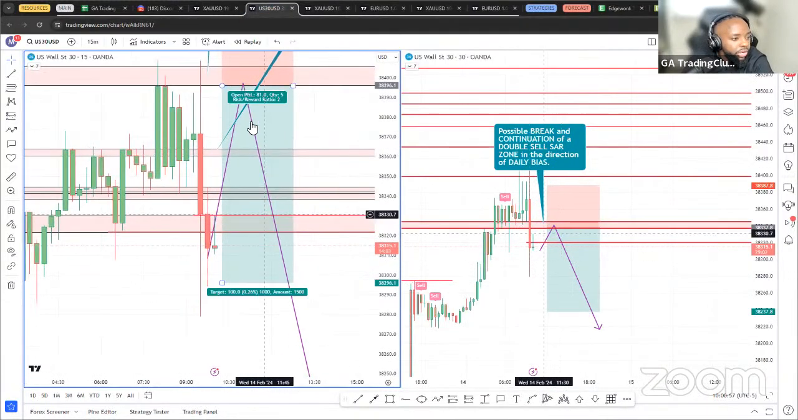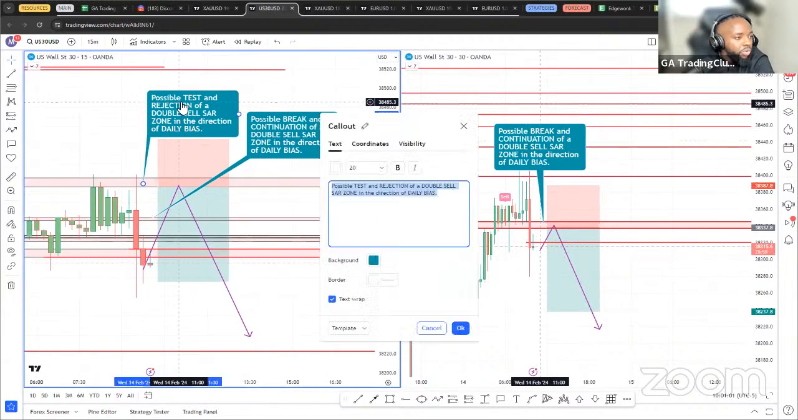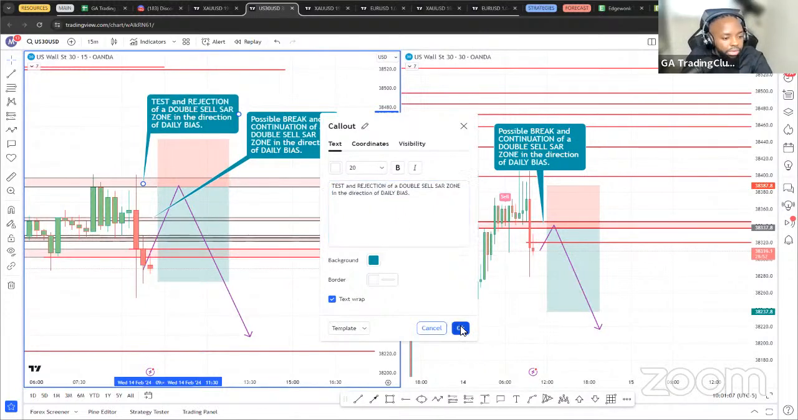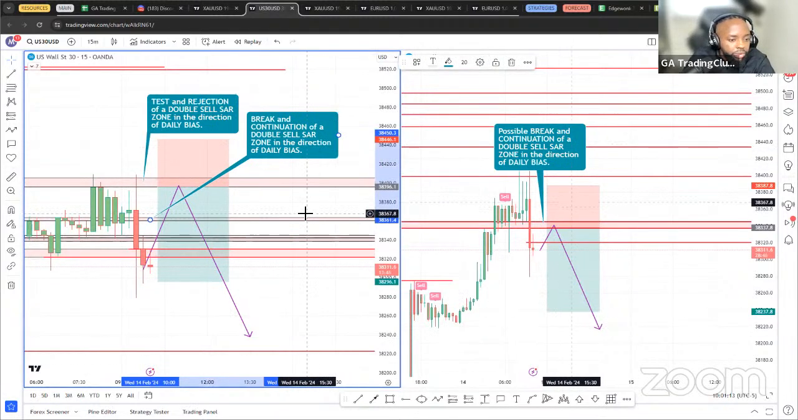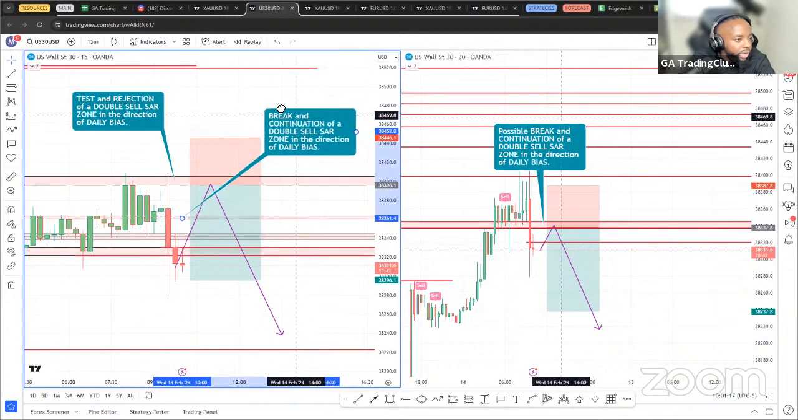Okay, so US 30, this US 30 trade, what we have here, it validated the test and rejection and also validated the break and continuation. So now it moves from a possible break and continuation and possible test and rejection to an outright test and rejection and break and continuation.